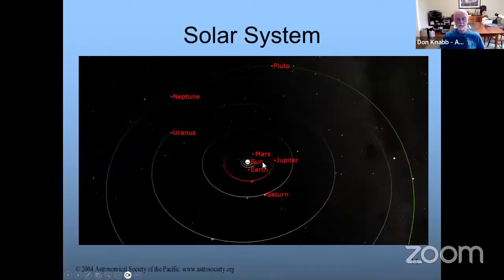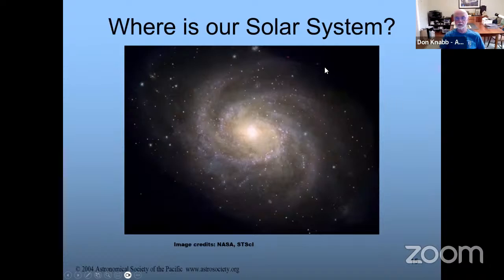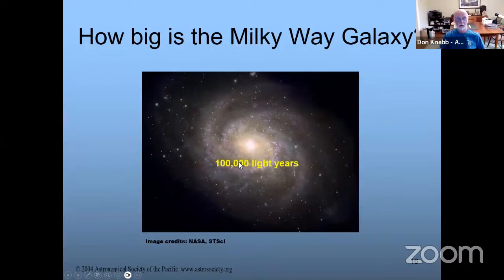So here's our solar system. And where is our solar system in this galaxy? It's right about there. We're in the outskirts. In the summertime, we can look in and see the center of the galaxy. In the wintertime, we look out and see more of the open reaches of the universe. How big is it? So, light years. How far would light travel in a year? Well, it would take 100,000 years for light to go across our galaxy. What does that number mean? I don't have any gut feeling for that.